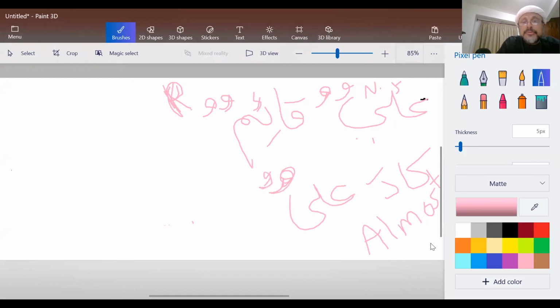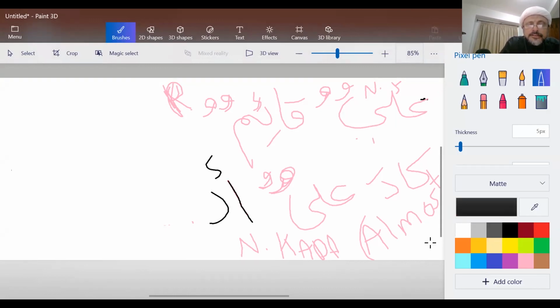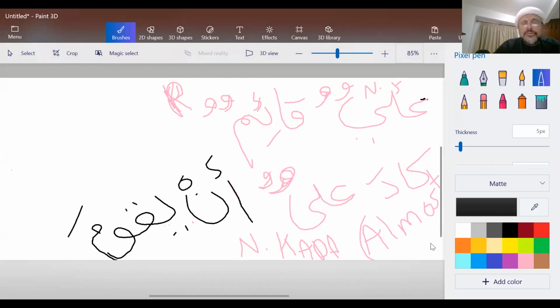So this is called not mubtada anymore. It's called noun of kada. Noun of kada means almost, okay? Kada aliyun an yaqum. So it's a sentence. Ali was almost going to stand. Kada aliyun an yaquma. Kada aliyun an yaquma.